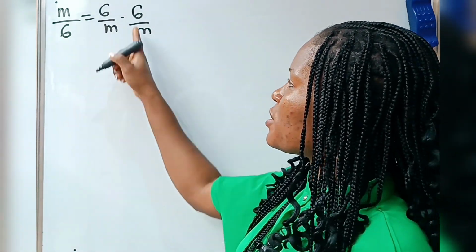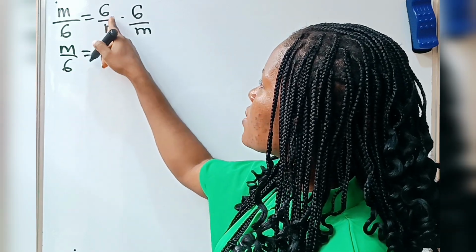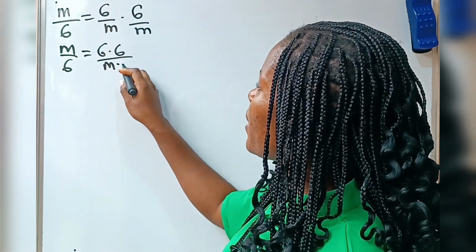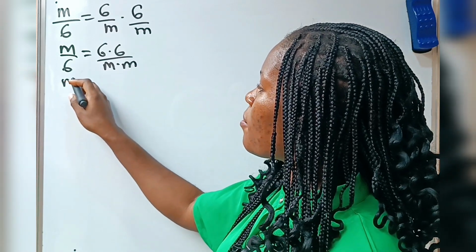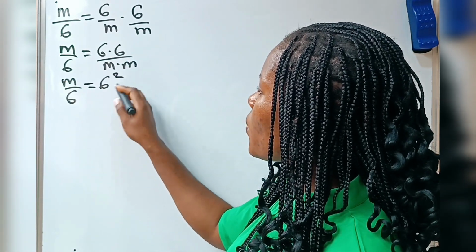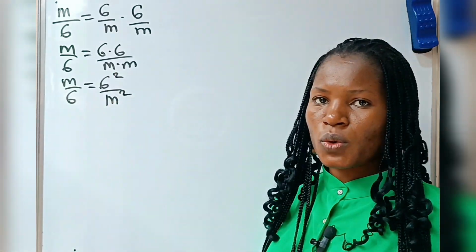Let's solve for the value of m. First, we need to multiply this side. So we have m over 6 is equal to 6 multiplied by 6, divided by m multiplied by m. So we have m over 6 is equal to 6 times 6, which is the same thing as 6 squared, and m times m is the same thing as m squared.